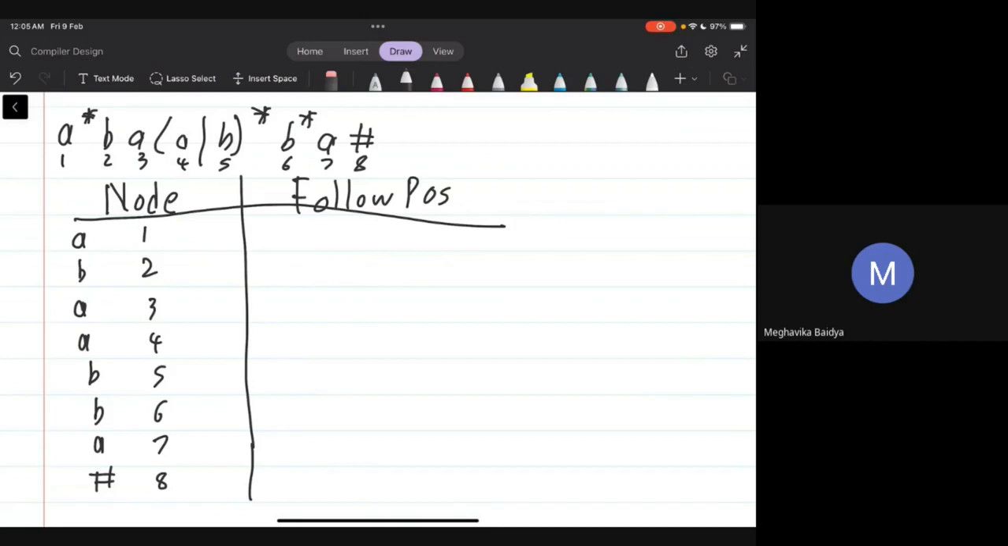Now we do the follow pos. What follow pos basically is, is checking for a, what can be followed by a. For example, in this the first one is a star, right? So let's take a star b only, because since this is only b, there's nothing star or anything. It will always be followed by b, right?